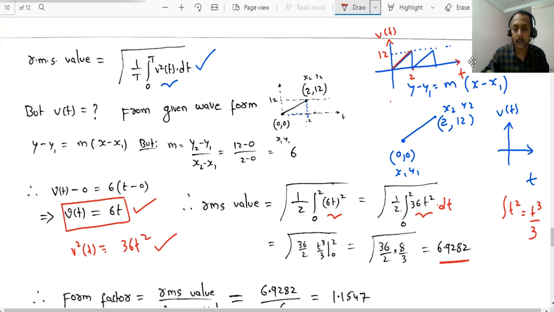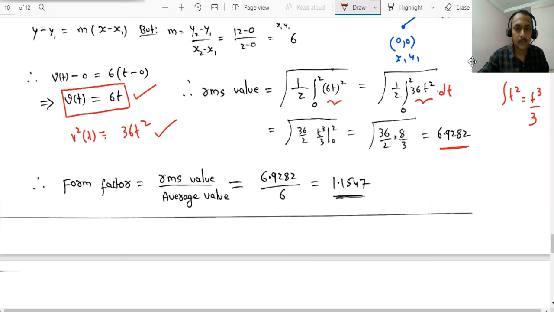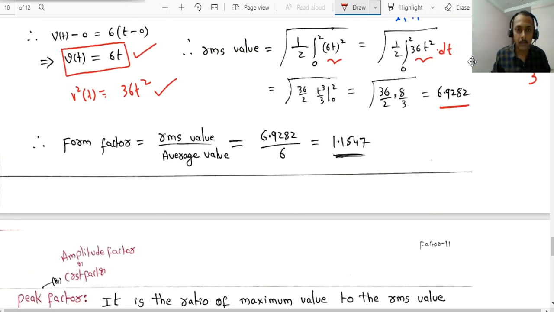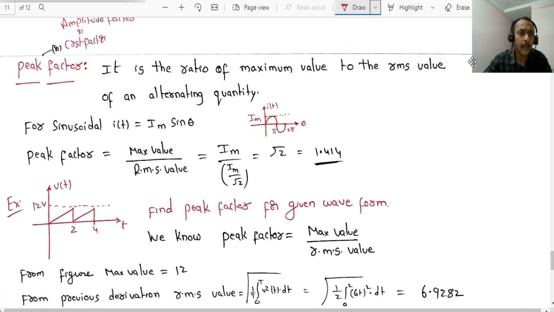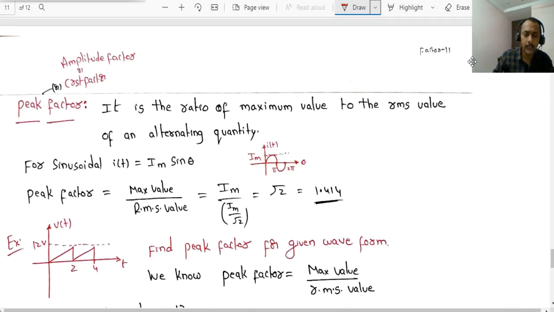Now its form factor is RMS value by average value, 6.9282 by 6, 1.1547 is the form factor. Clear? Next topic is the peak factor, and in some textbooks you can see it as amplitude factor or crest factor.